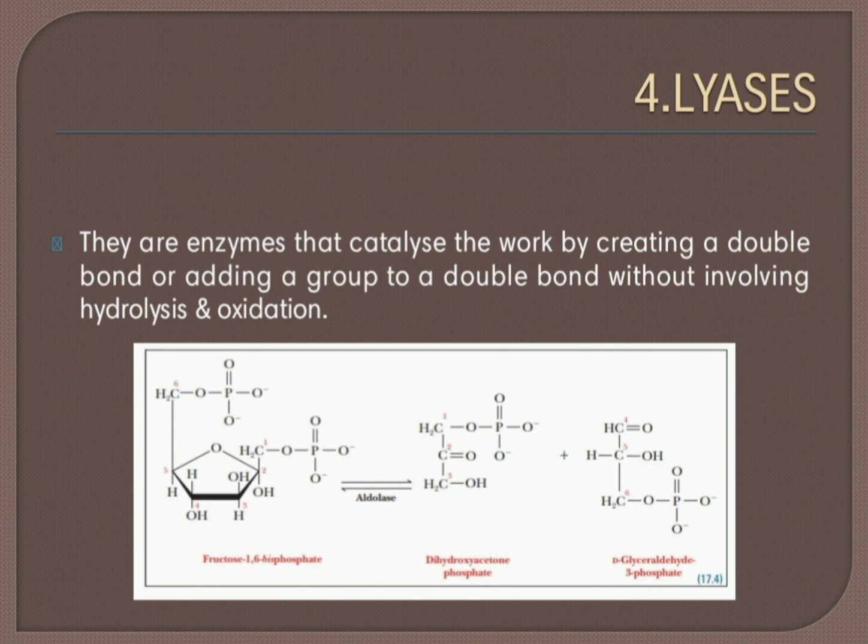Lyase enzymes. They are enzymes that catalyze reactions by creating a double bond or adding a group to a double bond without involving hydrolysis and oxidation processes. In this reaction, fructose 1,6 bisphosphate is converted into glyceraldehyde 3-phosphate and dihydroxyacetone phosphate by the enzyme aldolase. This reaction is important in the glycolysis process, catalyzed by the aldolase enzyme. Aldolase is one of the lyase enzymes. This aldolase enzyme is responsible for the cleavage of the C-C bond in this reaction.